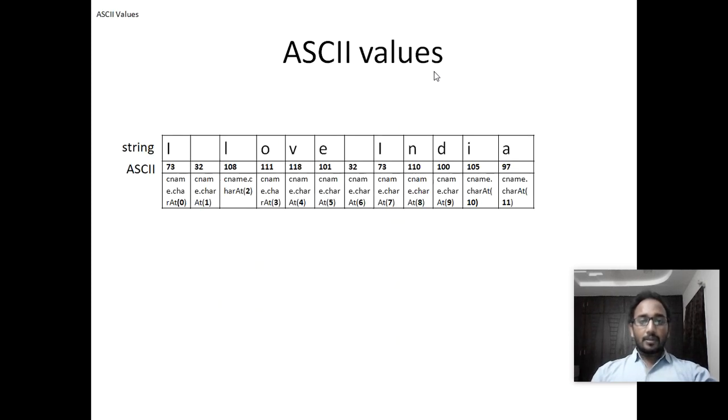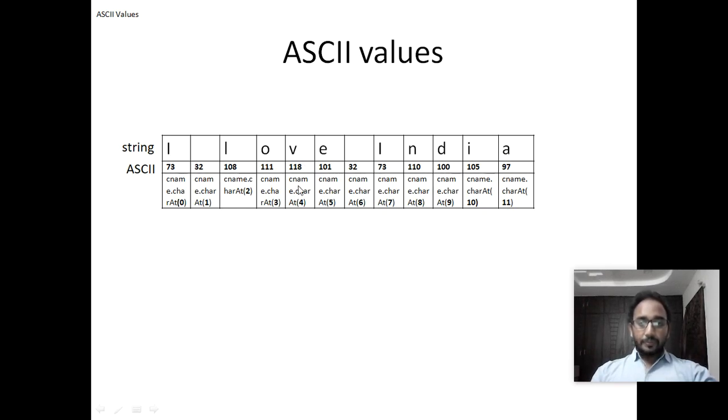In this case, my string is I love India. I have represented the ASCII codes for this string. Each character has its own ASCII code. Here I represents 73, space is 32, and L is 108. Like this, all the characters have their own ASCII code, which we get from the ASCII table.